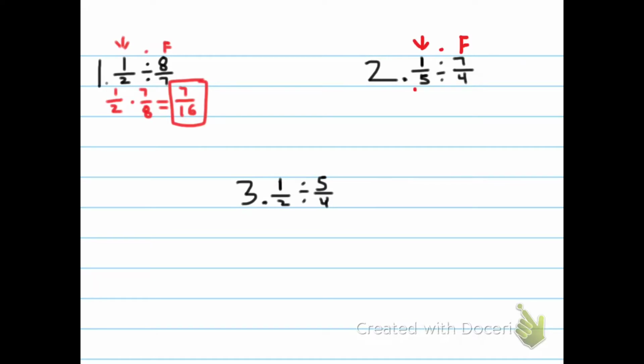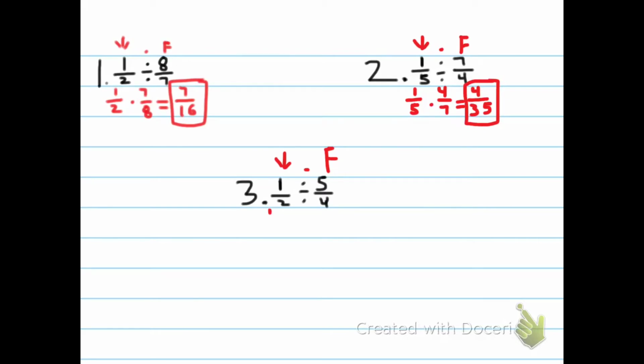Number 2, you keep the first fraction, change the division sign to multiplication, and then you flip the last fraction. So 1/5 times 4/7. Then you multiply straight across. 4 times 1 is 4, and then 7 times 5 is 35. And you can simplify it down further, so your answer is 4/35.